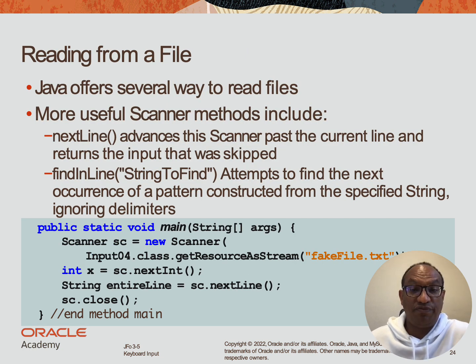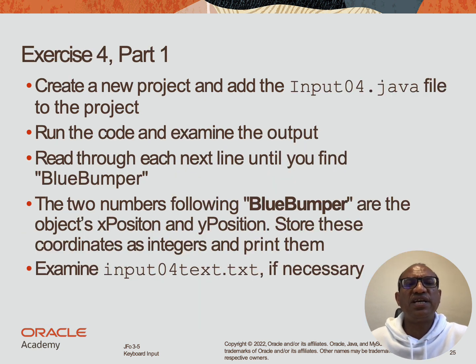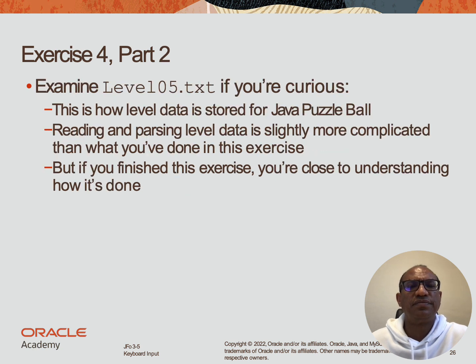Scanner can also read from files. Use methods like nextLine and findInLine to navigate and extract content from structured text. In exercise 4, part 1, you'll search for the term blue bumper in a file. Then store the numbers that follow as position coordinates. In part 2, you'll explore how Java Puzzle Ball levels are stored. This gives insight into how games can load dynamic data from files.